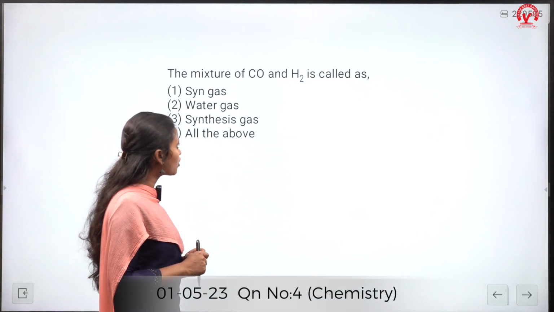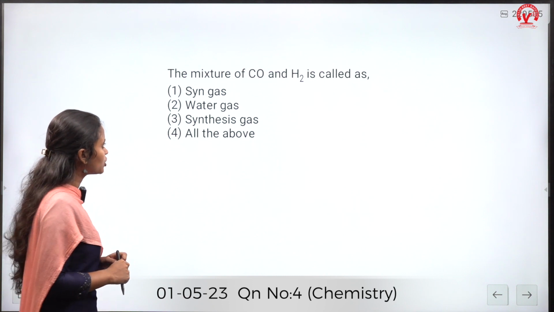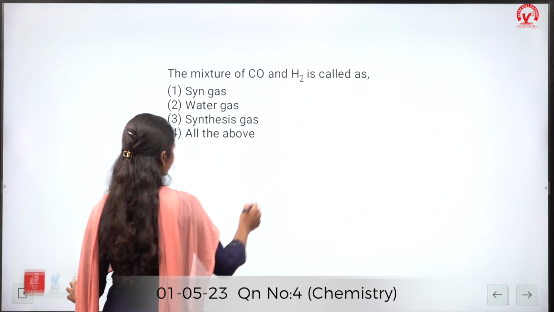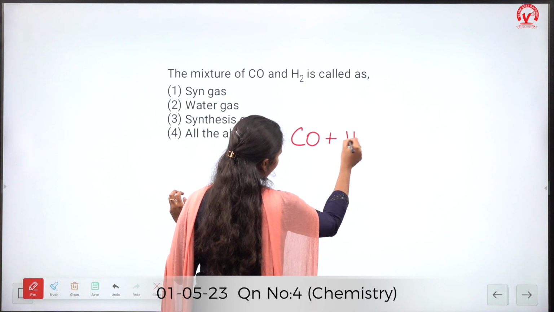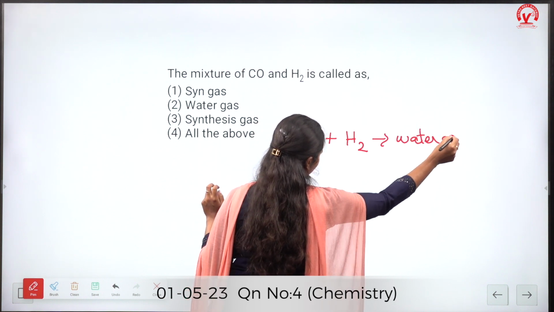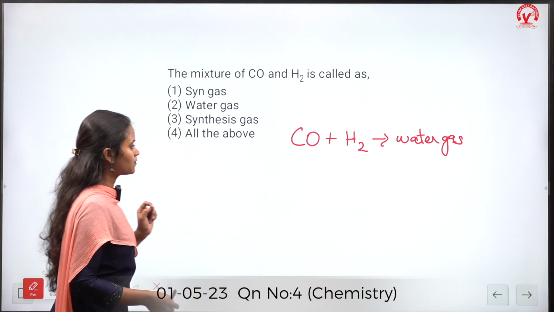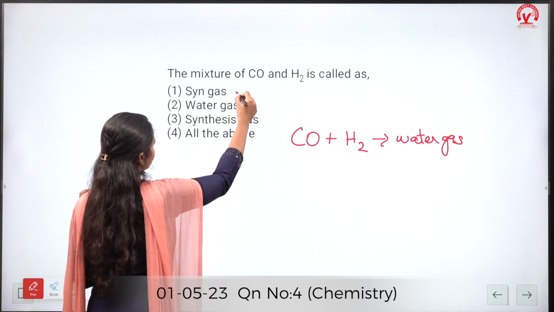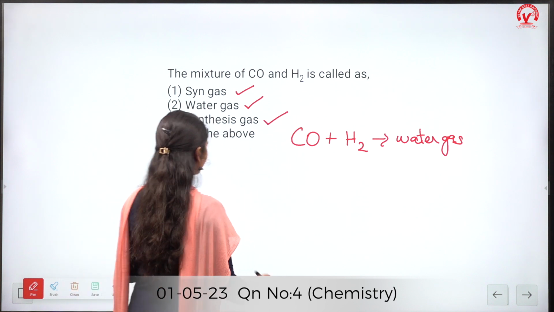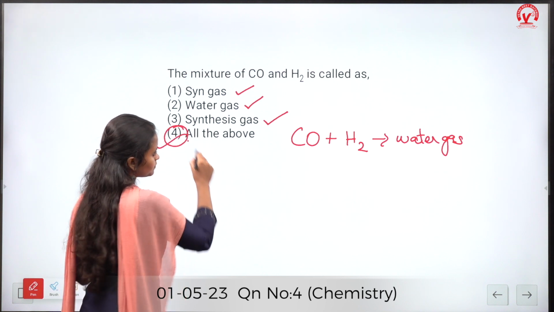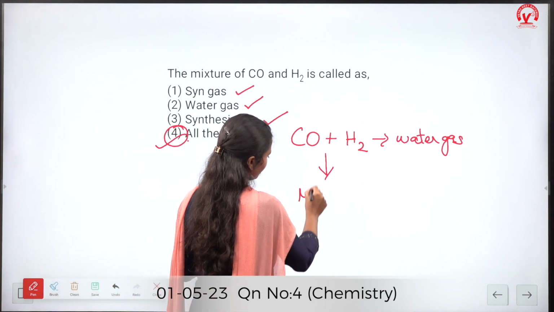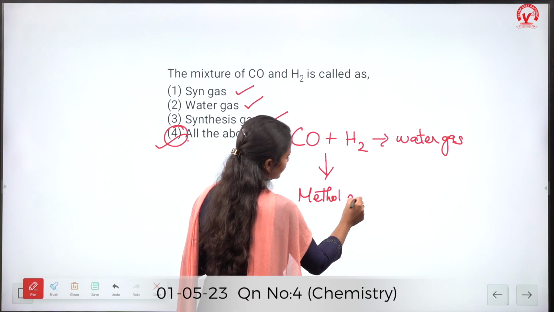The mixture of carbon monoxide and hydrogen is generally called water gas. Carbon monoxide plus hydrogen is called water gas. There are other names as well, that is syn gas or synthesis gas. Here the first option is syn gas, this is also correct. The second one is water gas, also correct. And the third one is synthesis gas, also correct. So the correct option is 4. This synthesis gas is used to produce methanol and hydrocarbons.